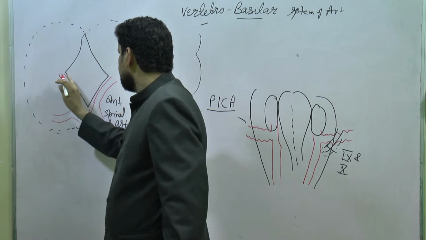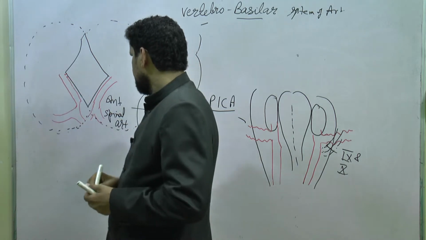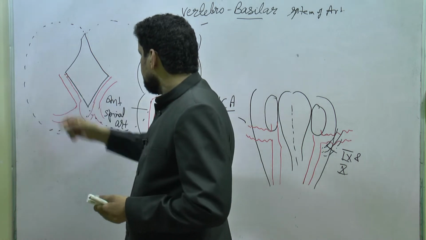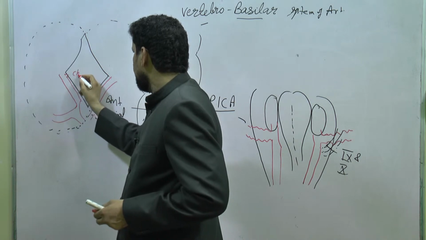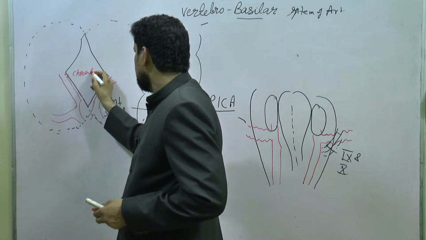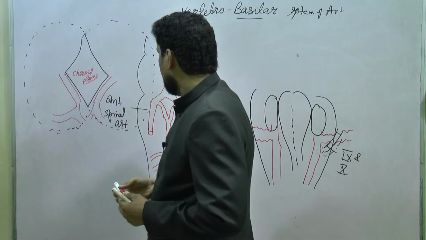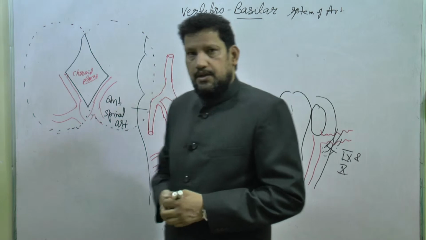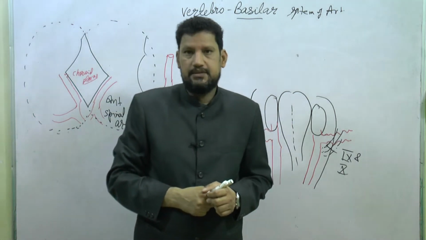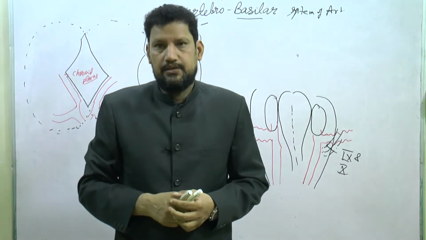This place is having a branch of the PICA. This branch is the choroidal branch and provides blood to the choroid plexus of the fourth ventricle, and also provides branches to the medulla.